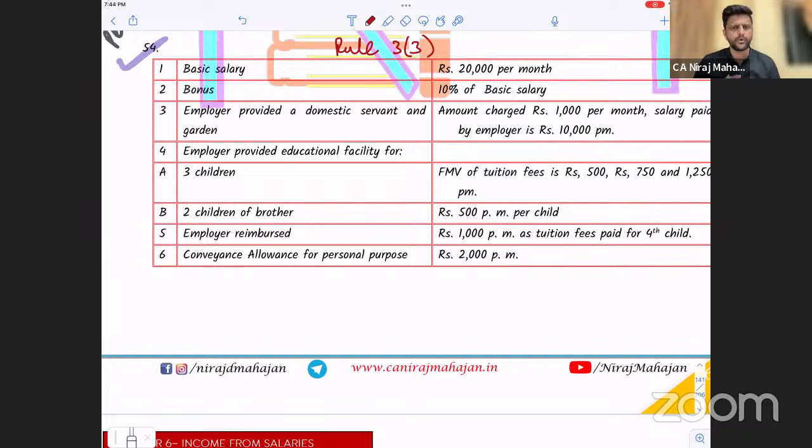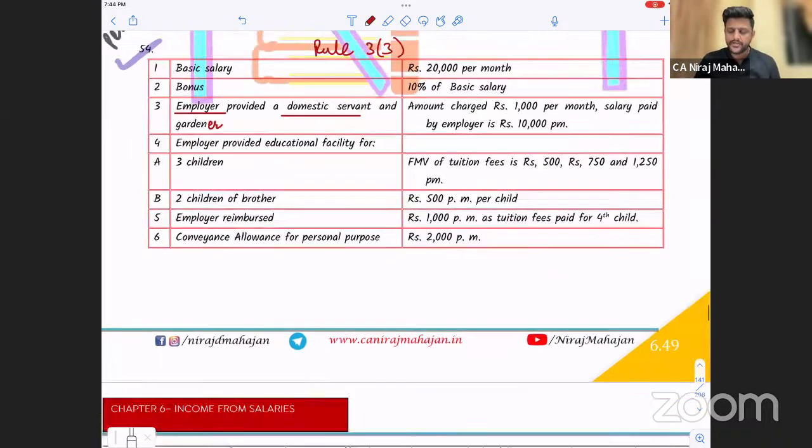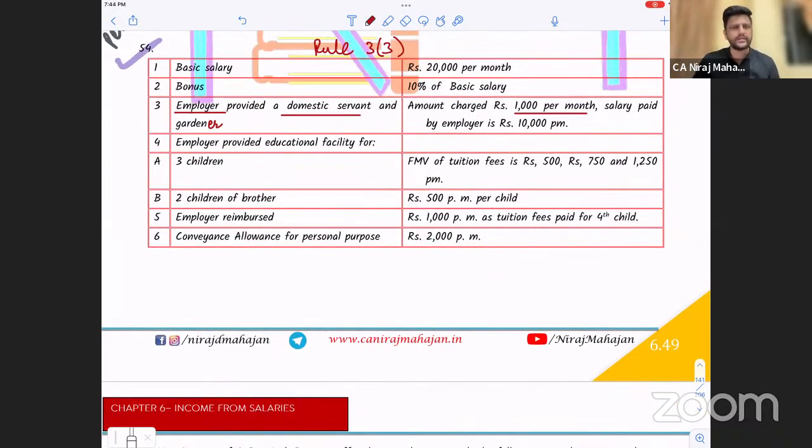Basic salary rupees 20,000 per month. Bonus 10% of basic. Employer provided a domestic servant and a gardener. Amount charged rupees 1,000 per month to the employee. And salary paid by the employer is rupees 10,000 per month. Are you understanding or no? Such a nice logic. The gardener and domestic servant are paid 10,000. This person is paid rupees 20,000 per month. And for such a person, a domestic servant is provided. The employee is charged rupees 1,000 per month.